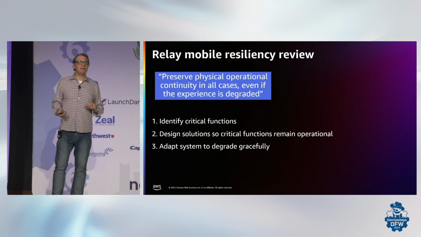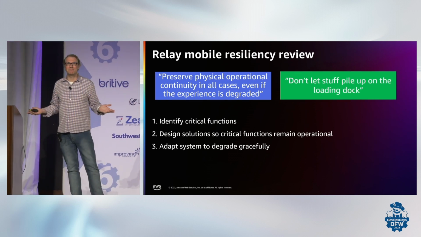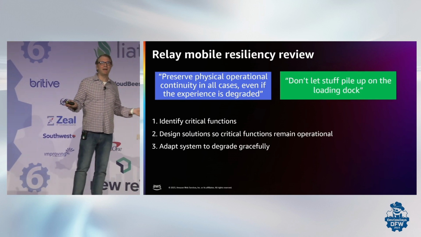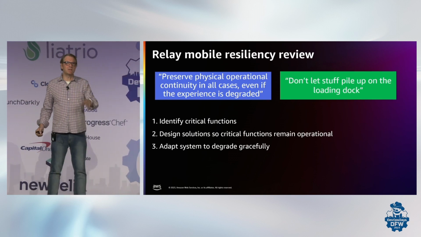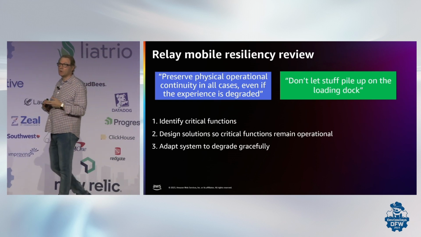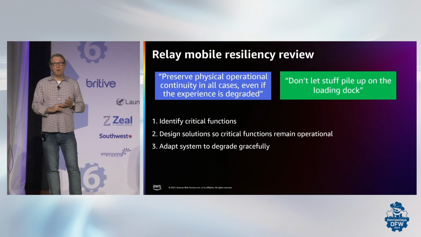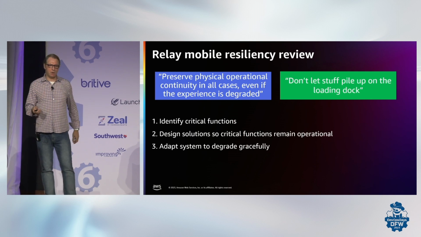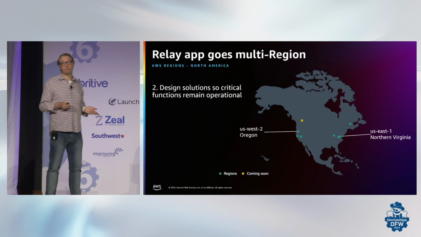But I liked how one of the devs put it to me. He said, don't let stuff pile up on the loading dock. That's what it comes down to. If there's stuff piling up on the loading dock, something's gone awry, don't let that happen. So they identified three main areas. There's a detailed report, I'm just giving you the summary, which is to identify what the critical functions actually are, make it so those critical functions are more reliable, and then make it so that the system can run without the non-critical functions. So focusing on item number 2, how do you design the solution to keep those critical functions reliable? They decided that multi-region was the approach.